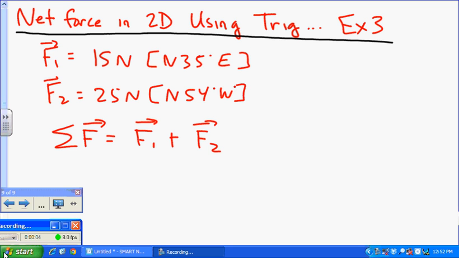Okay, so here we're going to do another example using trigonometry to find net force. In this case, we've done this example using components in a previous video, and now we're going to solve using just triangle math. And if you look at the question, this is question number 3 again on your lecture examples, under net force in 2D.